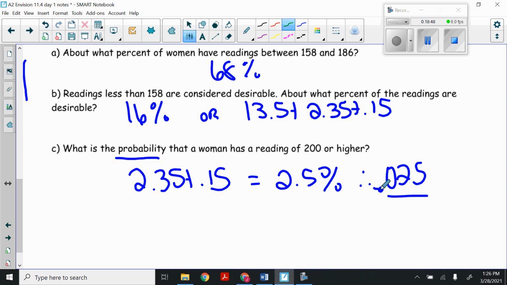All right, so that is our very first day of looking at normal distributions and bell curves. Tomorrow we will continue with this, only we will learn about what's called a z-score. Your homework over this will be a worksheet. So the 11.4 worksheet number 1, where you will have to draw your own bell curves, create all of your divisions, and answer questions based off of those.